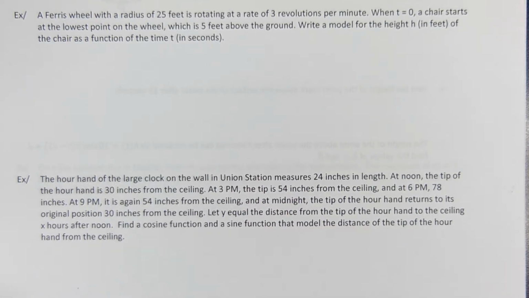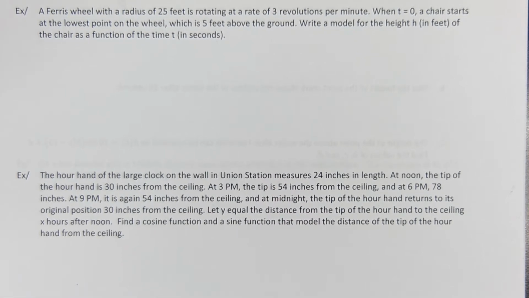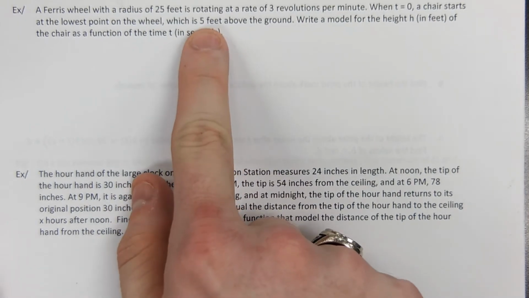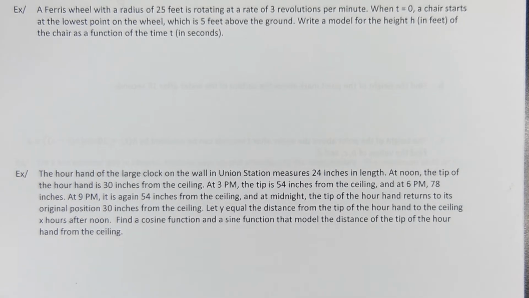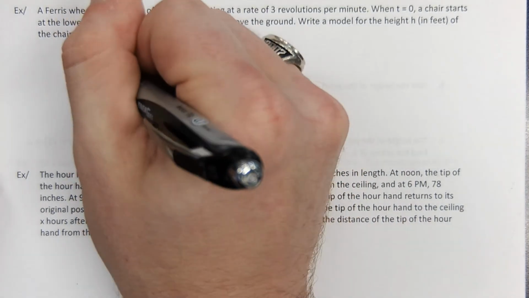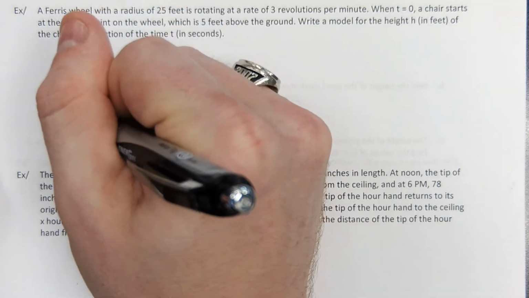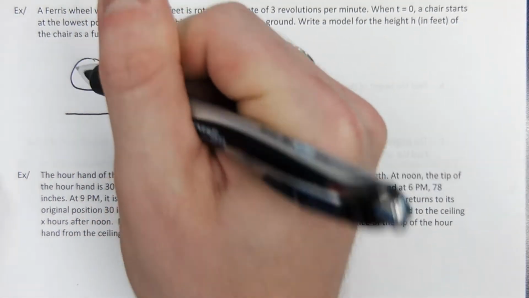All right, so a Ferris wheel with a radius of 25 feet. Radius 25 feet. We know our amplitude is 25. It's rotating at a rate of 3 revolutions per minute. That's our period length. When time is 0, a chair starts at its lowest point. Okay, so this time we're starting at our lowest instead of our highest. And that lowest point is 5 feet above the ground. We're going to write a model. Same deal, so same picture. Ferris wheel, picture on scale, ground.